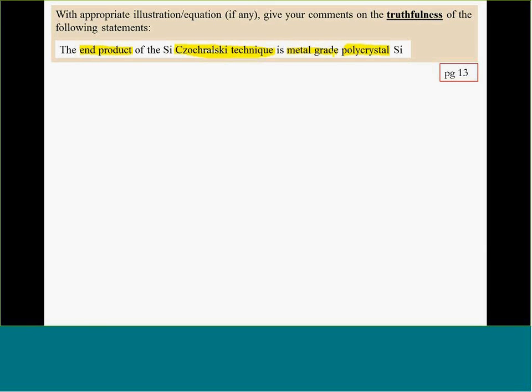Well, first of all, do you know what is the end product of the Czochralski technique? Is it metal grade? Of course it's not metal grade, isn't it? Because you are going to use the end product of the Czochralski technique in order to fabricate your devices. Of course, you don't want metal grade because in metal grade there are still impurities in it. So what you need is the electronic grade, isn't it?